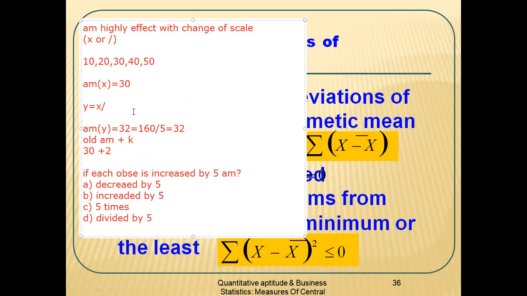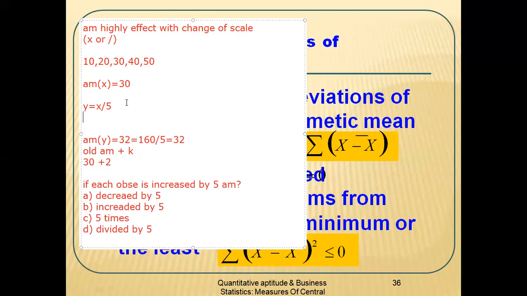Okay, the first preference is 5, I'll take it because everything will come out in a proper way. So if I divide each observation by 5, what numbers do you get? 10 by 5 is 2. Similarly, 20 by 5 is 4. 30 by 5 is 6. The next number, 40 by 5, is 8. And 50 by 5 is 10. So the numbers you get are 2, 4, 6, 8, 10.